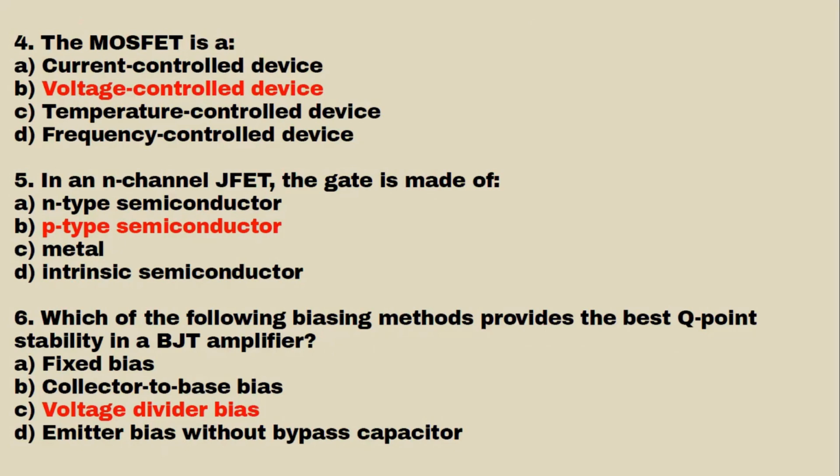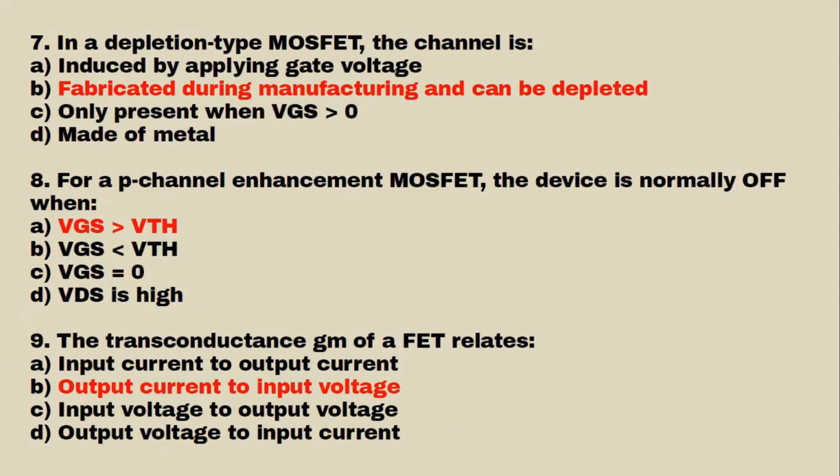Next question. Which of the following biasing methods provides the best Q point stability in a BJT amplifier? The voltage divider biasing is the best. It will give you a good Q point stability. So the answer is C. Next question, the seventh one. In a depletion type MOSFET, the correct answer is fabricated during manufacturing and can be depleted. This is the correct answer for question number 7.